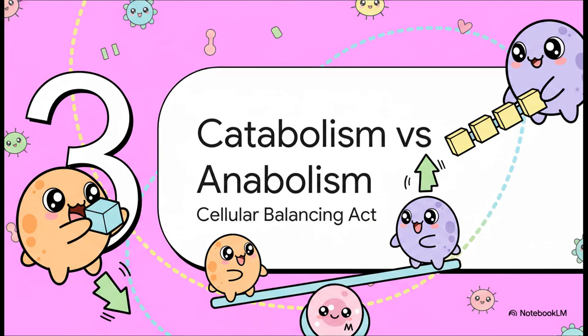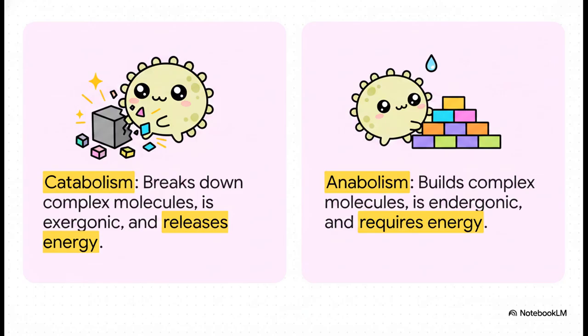Which brings us to Section 3, Catabolism versus Anabolism. Think of metabolism as a constant, ongoing balancing act. On one side, we have catabolism. This drives exergonic reactions, basically deconstructing complex molecules to harvest their energy. Then, on the other side, we've got anabolism. This uses endergonic reactions, spending that exact same harvested energy to assemble vital new building blocks. It's kind of like building with Lego bricks. To build something new and complex, a cell must first break something else down.